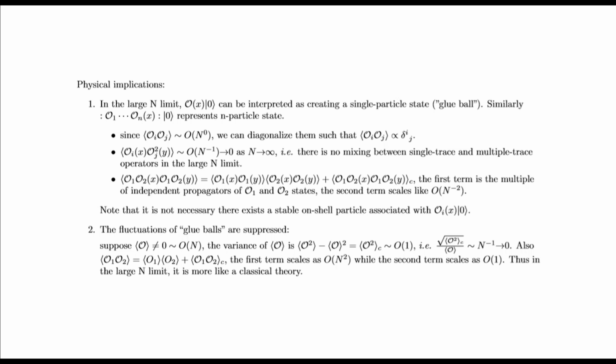The fluctuations of global observables are suppressed. Suppose O is not zero and the variance of O is this. Also, the first term scales as this, while the second term scales as O(1). Thus in the large N limit, it is more like a classical theory.